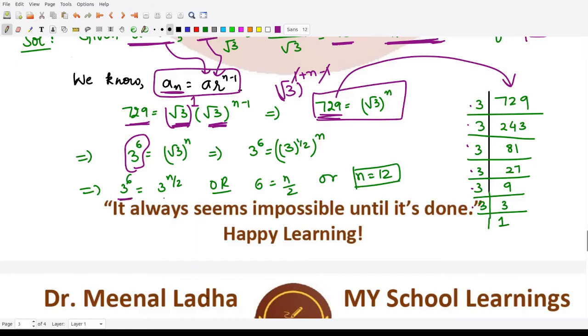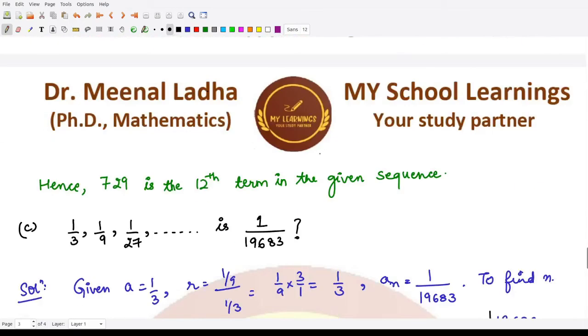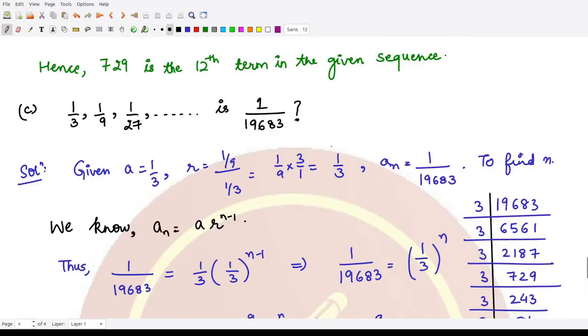Now because the bases are the same, you can compare the powers. So it would be 6 is equal to n by 2. So your value of n comes out to be 12. So that means the 729 here is the 12th term in this sequence, right? Now next let's move on to our third part.